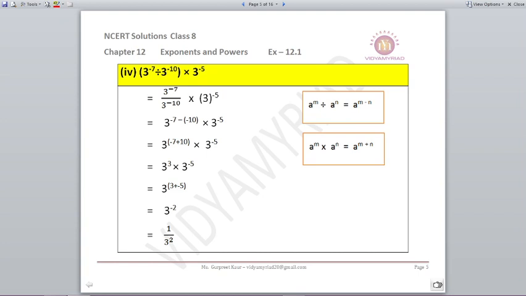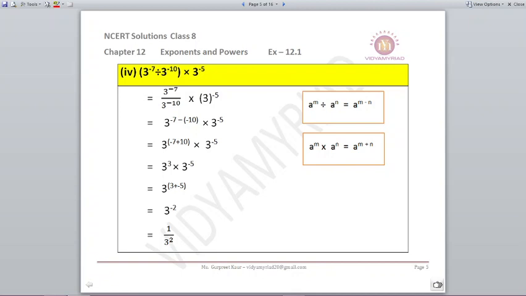Next, 3 raised to power minus 7 divided by 3 raised to power minus 10 multiplied by 3 raised to power minus 5. In the case of division, when you have same base, we will subtract the powers, and in the case of multiplication, we will add the powers. So in the first case, it is a division bracket, so let us open the bracket by subtracting the powers. So we will keep the minus sign in the center. So 3 raised to power minus 7 minus of minus 10 multiplied by 3 raised to power minus 5.